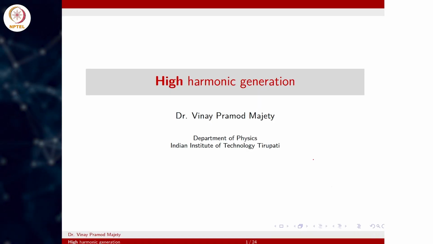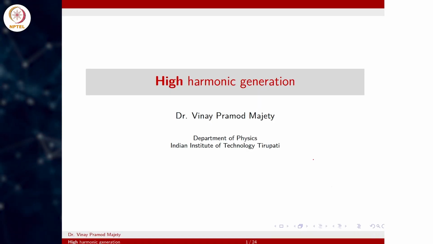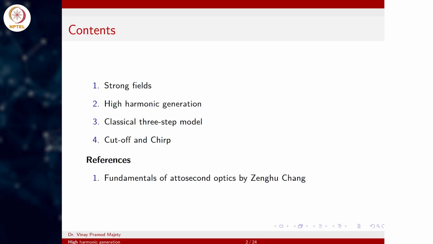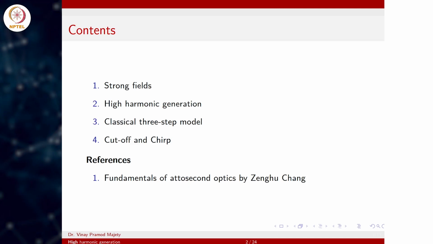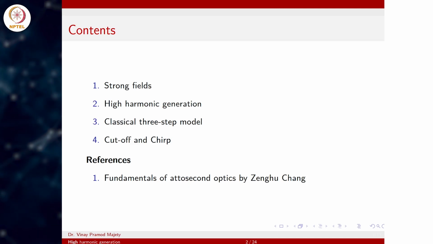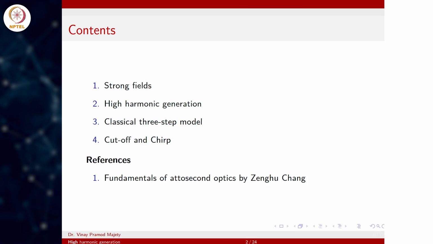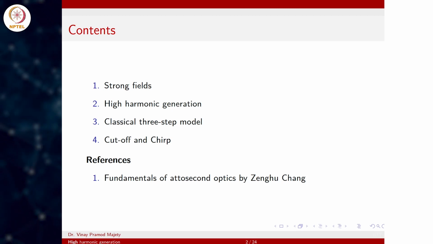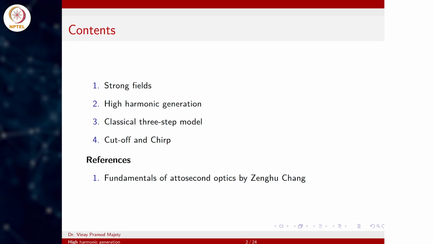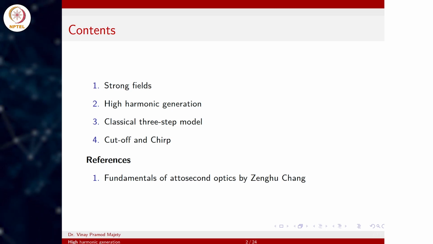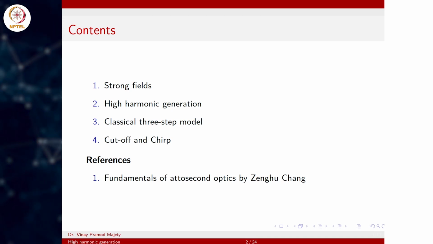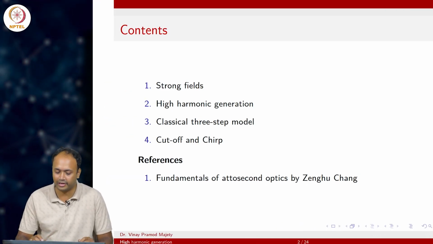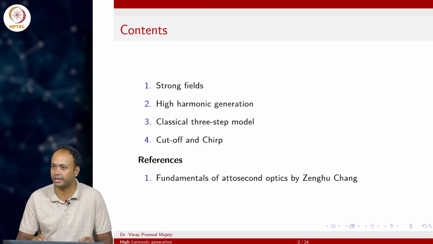So in today's lecture, we will discuss what's called high harmonic generation. The contents for today's lecture will be what is strong field ionization, what is high harmonic generation, and a number of features of this high harmonic generation, such as cutoff and chirp, which can actually be explained using a classical three-step model. We'll learn about these aspects, and the reference book for this is Fundamentals of Attosecond Optics by Zenghu Chang.